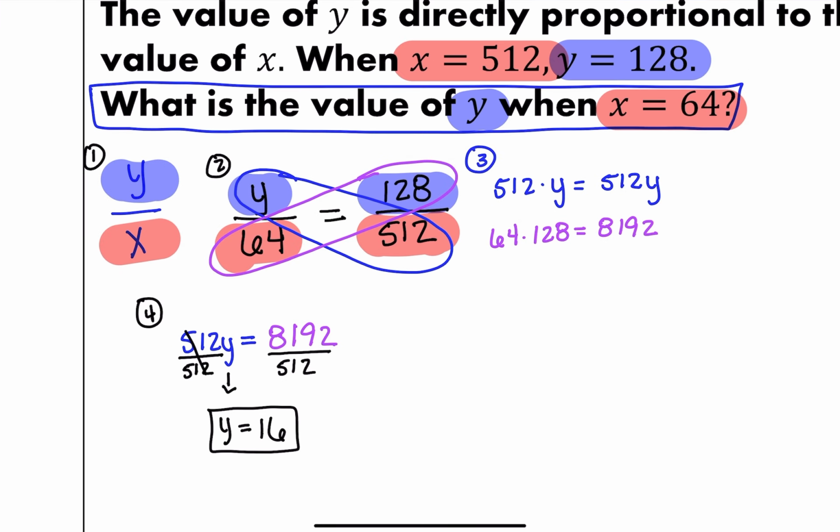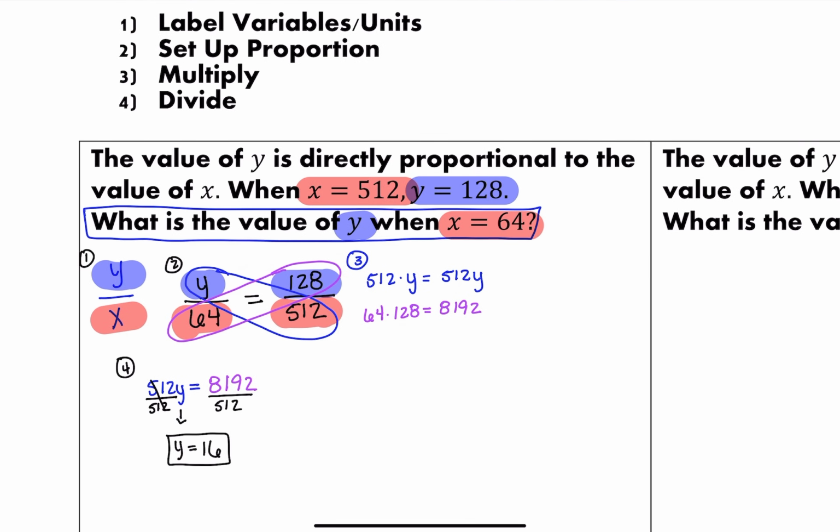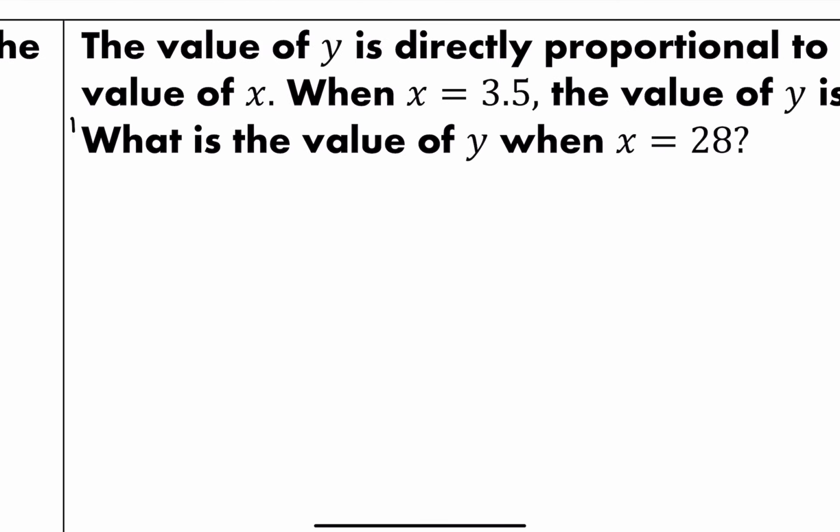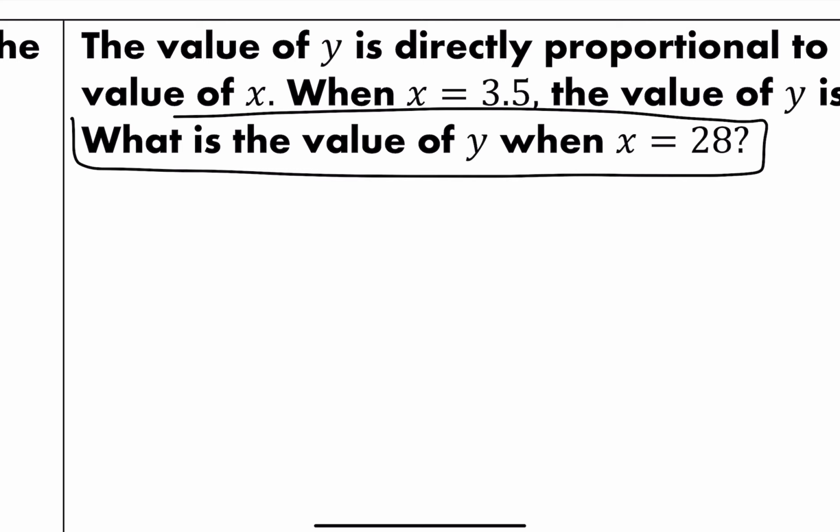So again, biggest thing is step 1, we're going to set up the variables or units. Step 2, we're going to set up the proportion. Step 3, we're going to multiply. Step 4, we are going to divide. So let's go ahead and do one more. I'm going to go straight to the question, which is right here. Same thing, x, and then I have another one, which is y.